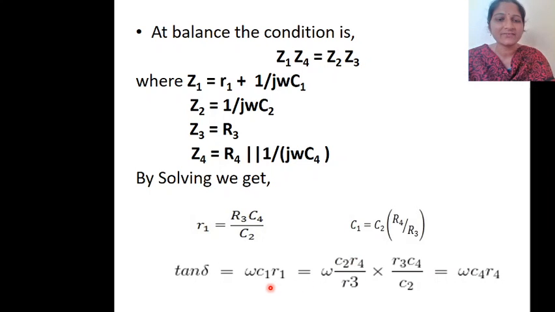omega C1 R1. So C1 is nothing but this value and R1 is nothing but this value. Substituting these two values, you will be getting tan delta is equal to omega C4 R4. So this tan delta is nothing but the dissipation factor. Okay, this is about the Schering bridge.